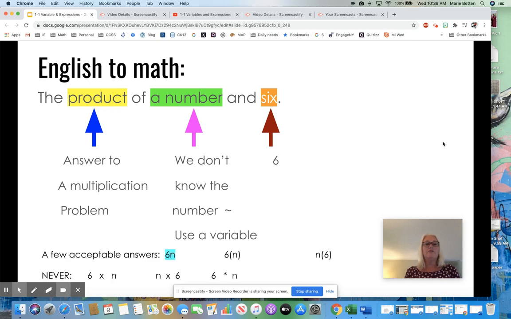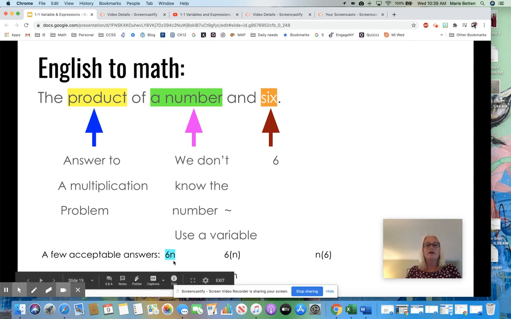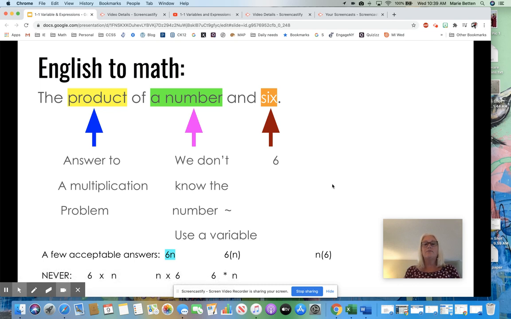I then will write a few different types of answers. 6n, a number written next to a letter, means multiplication. 6(n), or (n)6. All three are acceptable. The best answer is 6n.